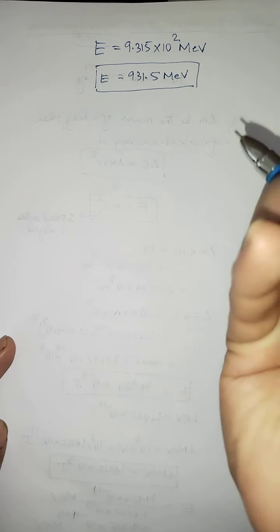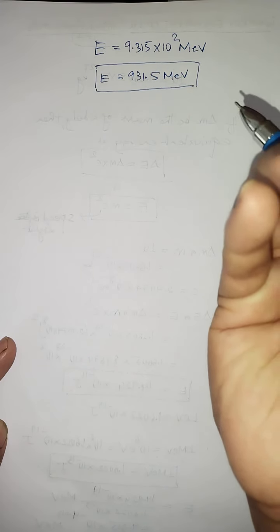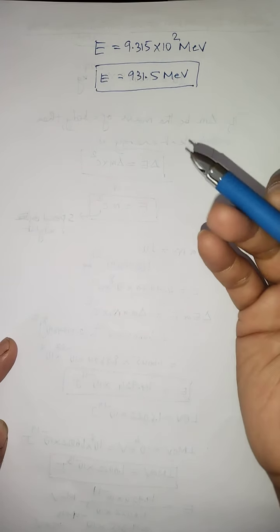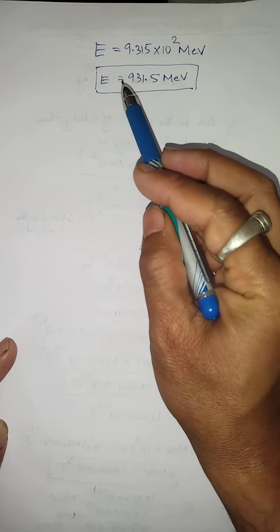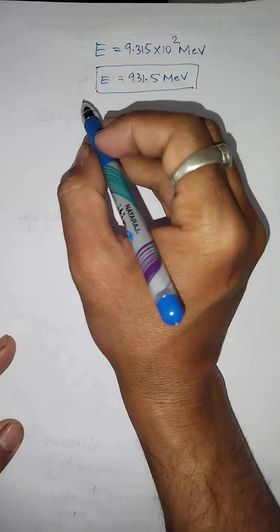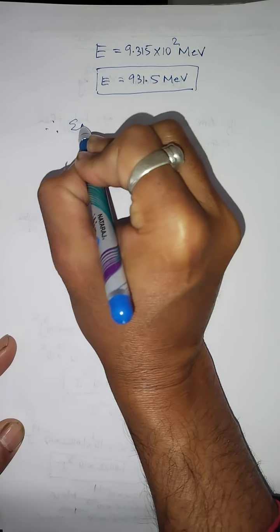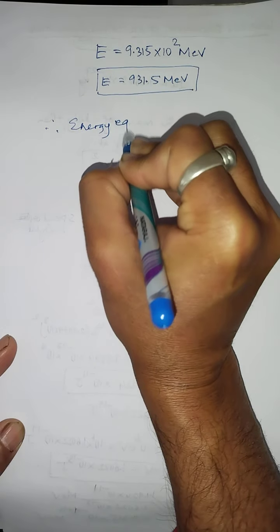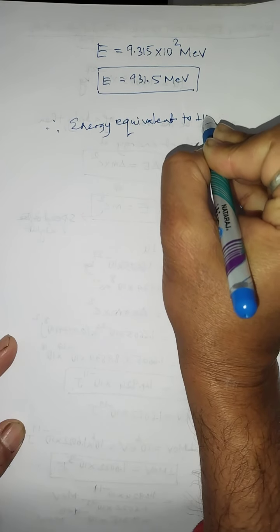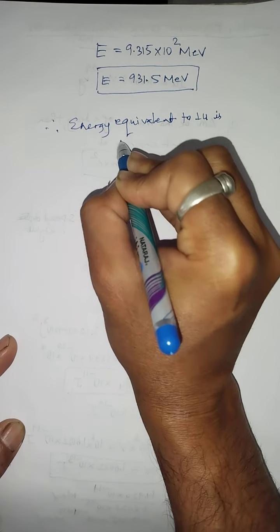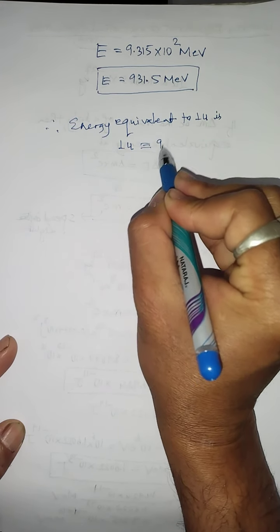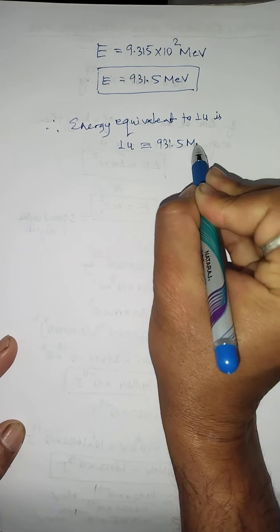Means if a body acquires a mass of one unified atomic mass unit, how much equivalent energy will be liberated or released from that body? As per Einstein's equation, 931.5 mega electron volt. So as far as the relation is concerned, now I write down: therefore the energy equivalent to 1 u, u meaning atomic mass unit, is given by this. If the mass is 1 atomic mass unit, the equivalent energy equals 931.5 mega electron volt.